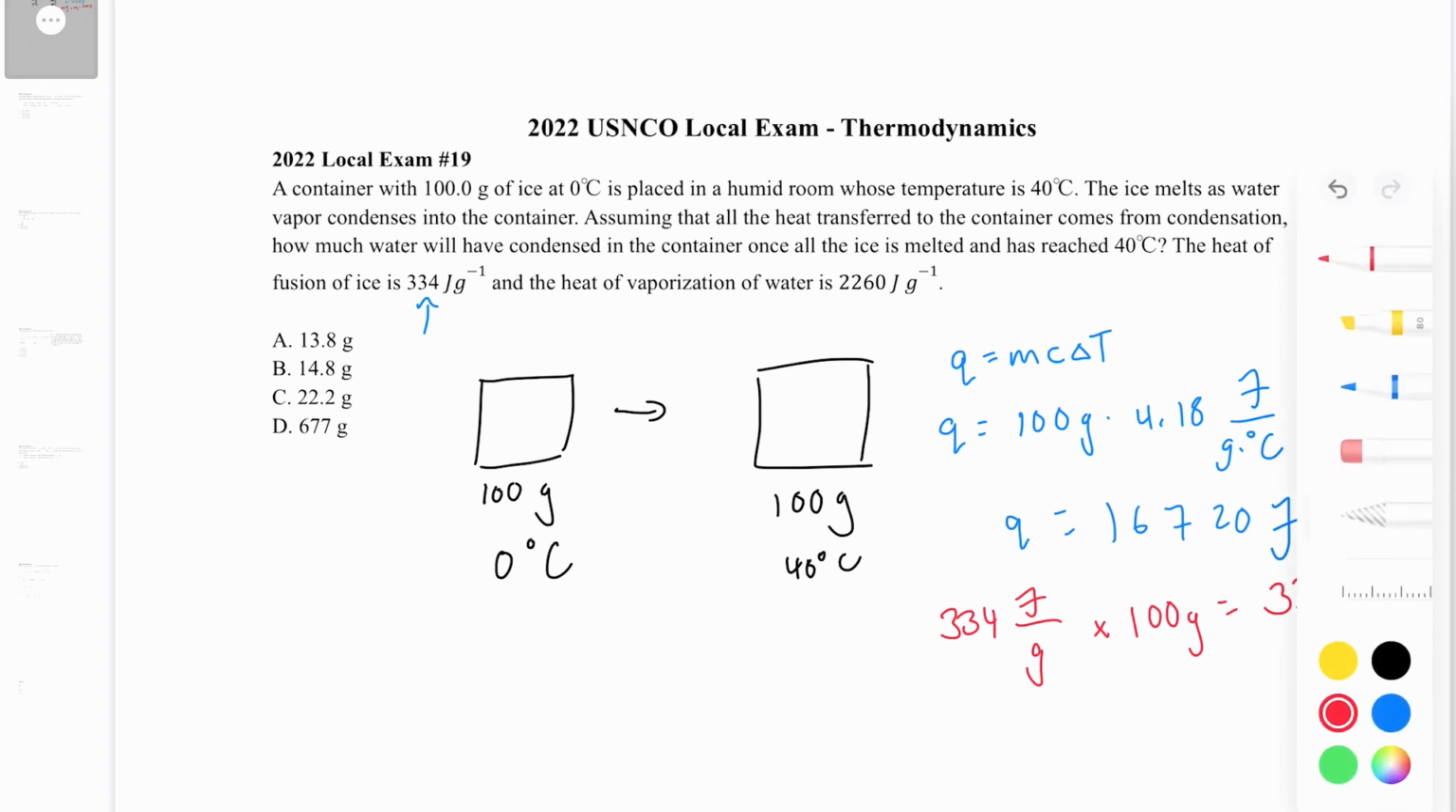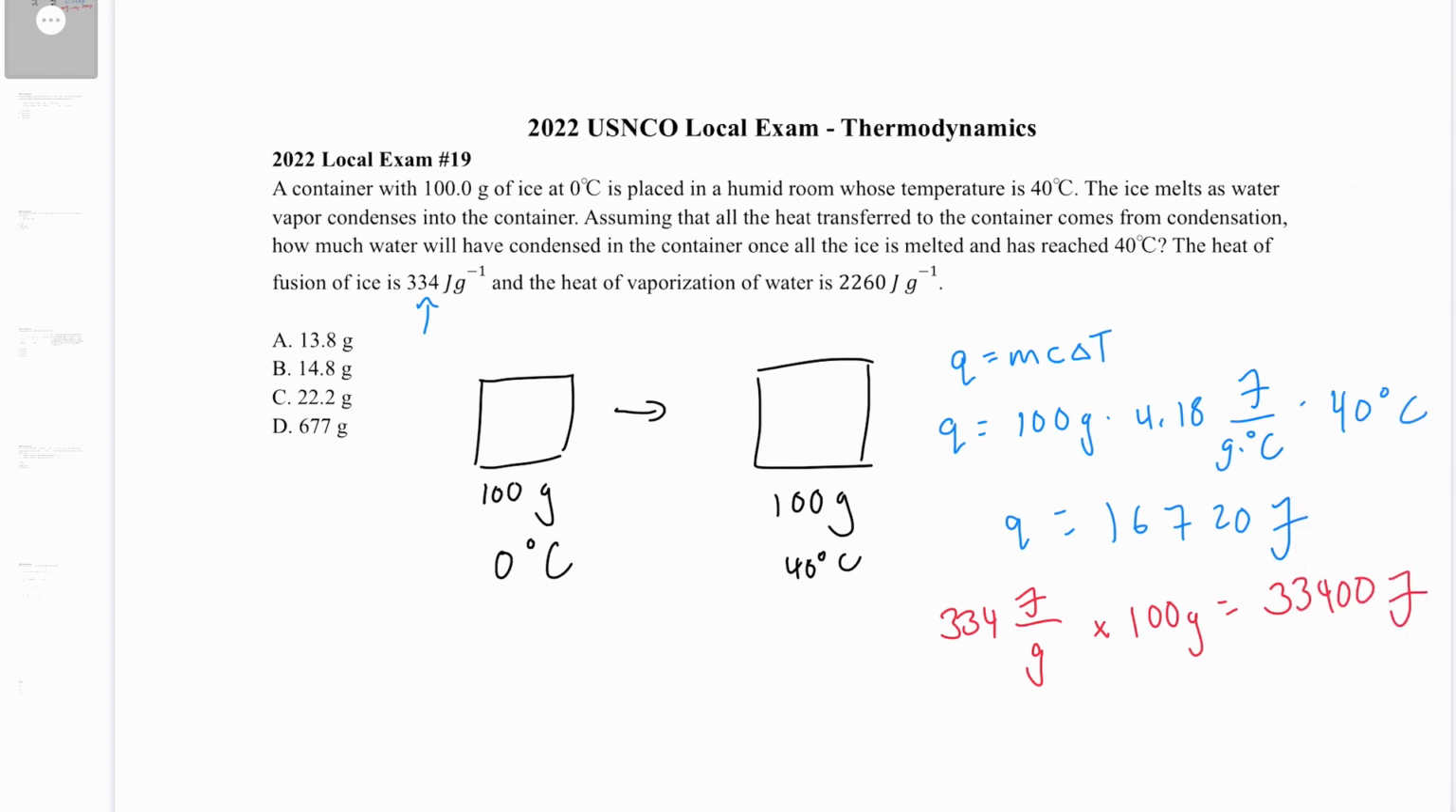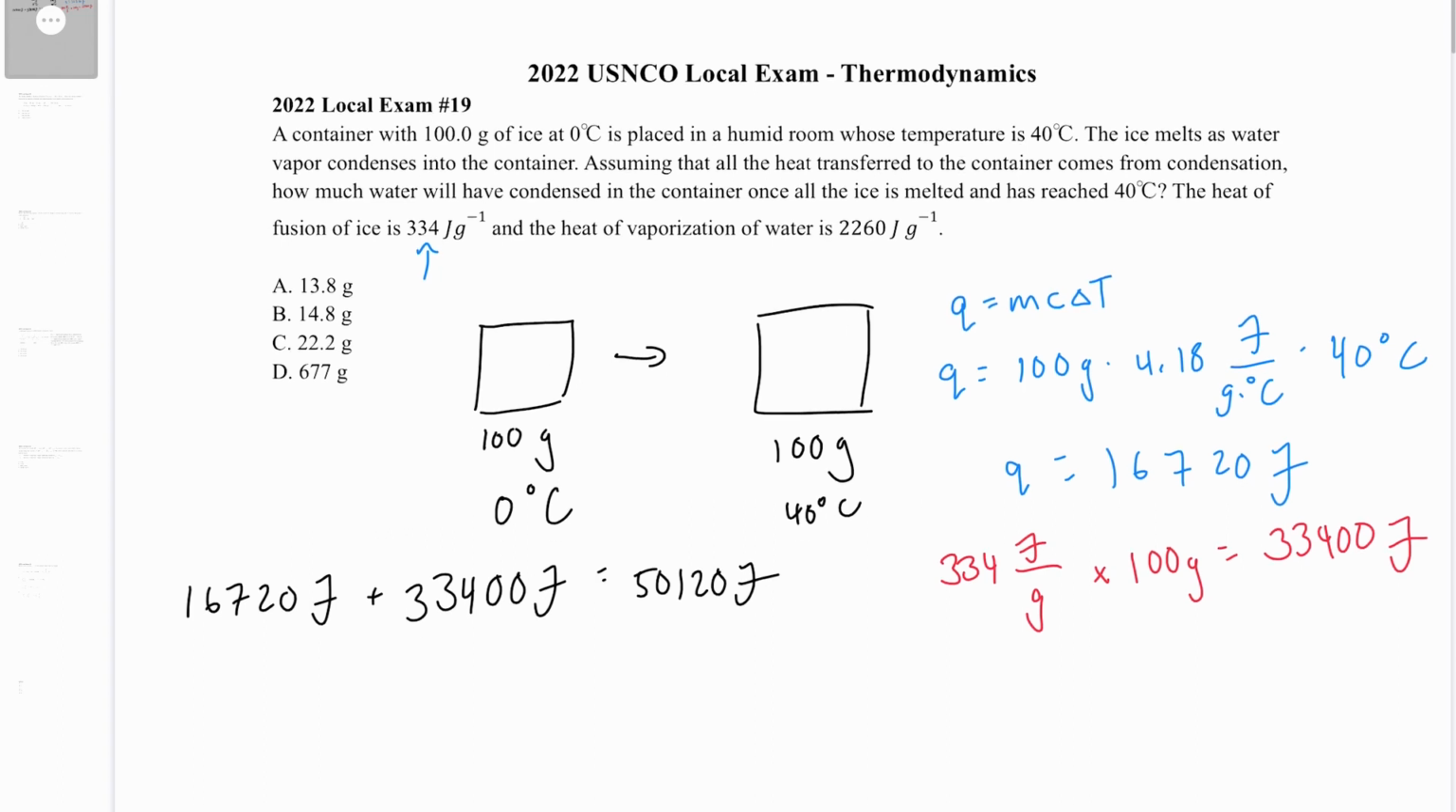So let's sum up our energies. We have 16,720 joules plus 33,400 joules, and this comes out to 50,120 joules. Now, why did we calculate this value? This value represents all the energy that the system has gained. And in order for the system to gain that energy, the surroundings must lose that energy. The way the surroundings is losing that energy is by having condensation happen.